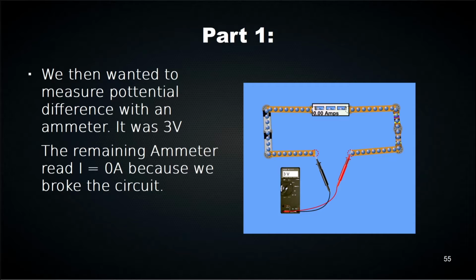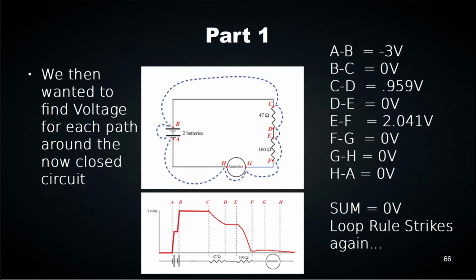Then we wanted to measure the potential difference with a voltmeter, and found that it was 3 volts. The ammeter reading became 0 though, because when we made this measurement, the voltmeter broke the current flowing through the circuit. The circuit was broken. We also wanted to find the voltage for each part in the path around the now closed circuit. After seeing this, we've determined that the sum is 0, and this means that the loop rule still works once we close the circuit.